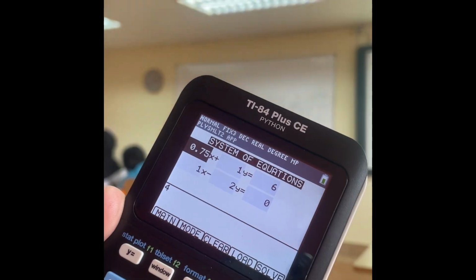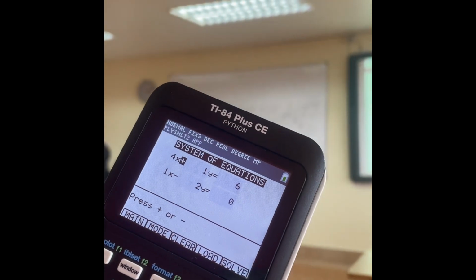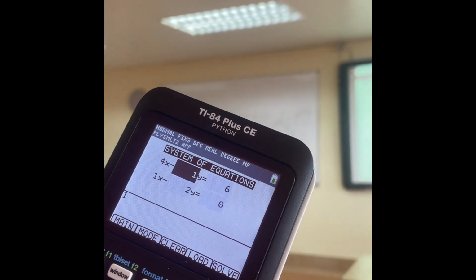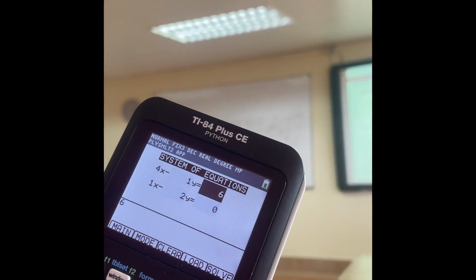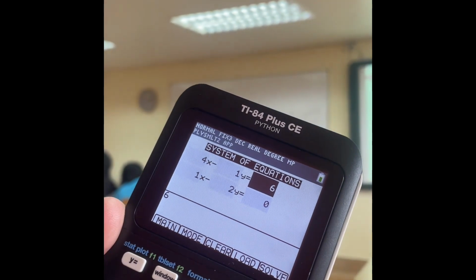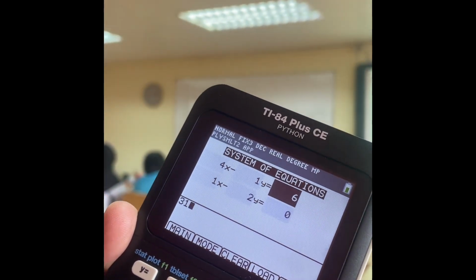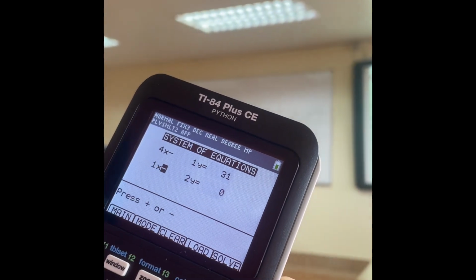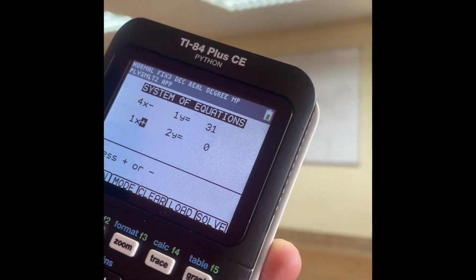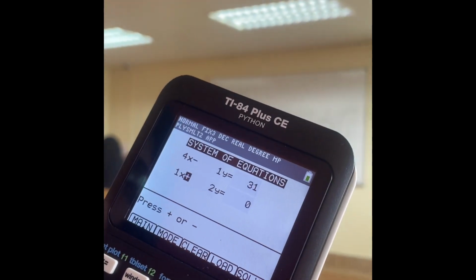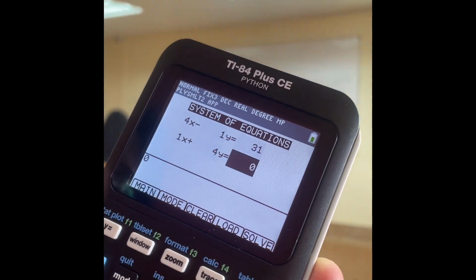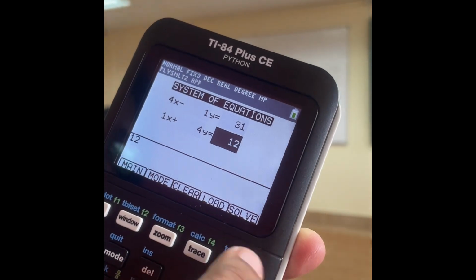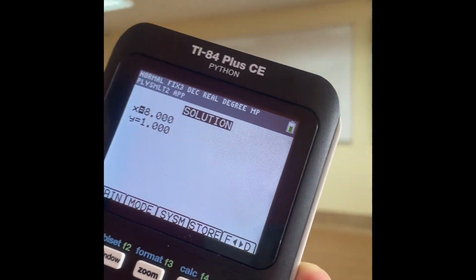Enter plus or minus. It's minus. Enter. Then it's 1. The 1 is already there. Then the other side is 31. And the other one, 1. Is it plus or minus? Plus 4. We need 4, and it's 12, right? Okay, so please solve this one.